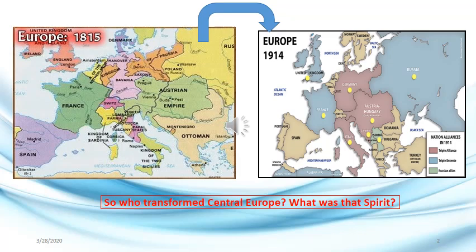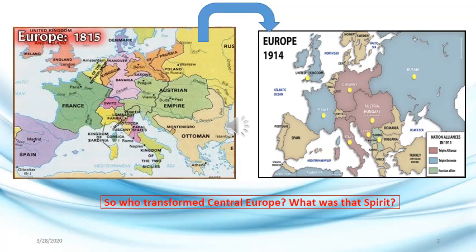So definitely we would be having a question in our mind, what was that force? What was the spirit that transformed Europe? How could it happen in Europe? Europe was fragmented when you see the map of 1815. And when you see the 1914 map, we had many independent states. We didn't have Germany in the 1815 map, whereas in 1914 you could see Germany clearly with clear boundary.